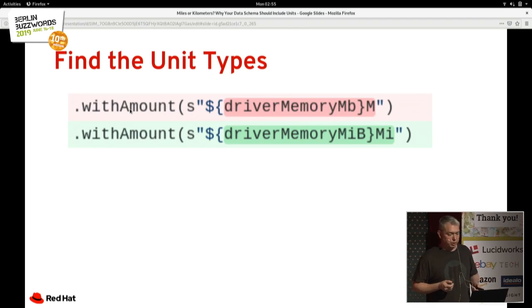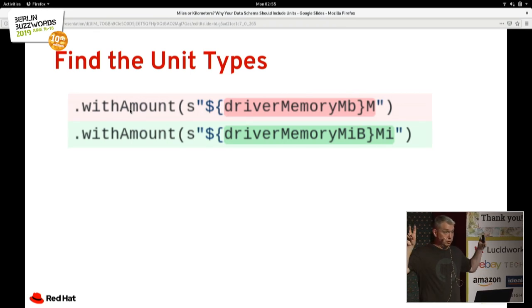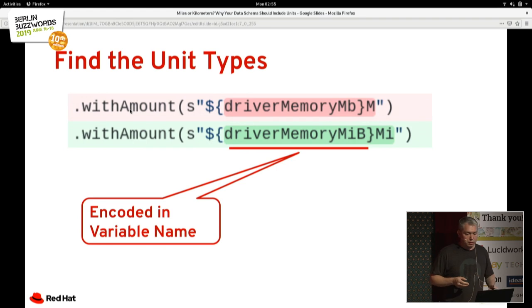So I'm going to go back to our bug here. I'm going to play my game, find the unit types. In these expressions, where were the unit types actually living? The first place is they were encoded in the variable name. Now, this is useful for us humans, but as you can guess, to the compiler, that means nothing. It's just a bunch of identifiers in its compiler database.